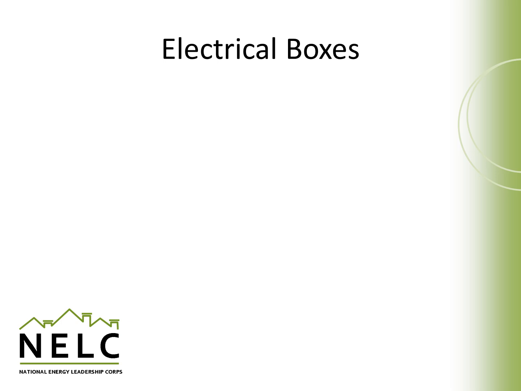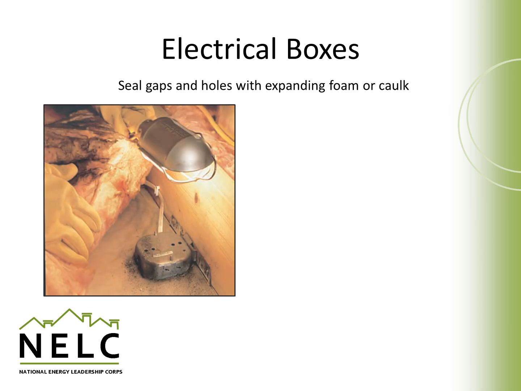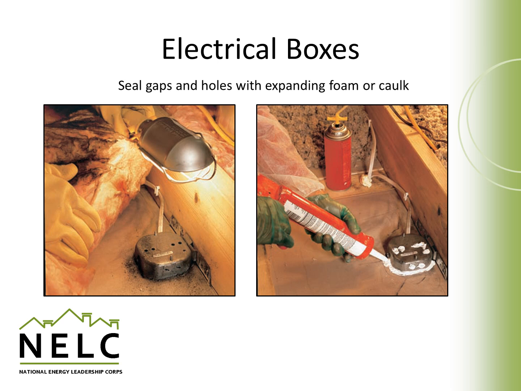Electrical boxes are other sources of leaks. They have many different holes and also usually have a rough opening cut around them. Here's an image of an electrical box cut into a ceiling, and the way to seal this up would be to use caulk or expanding foam around the perimeter and also on all the holes, because each one of those is allowing air to escape up into our attic.